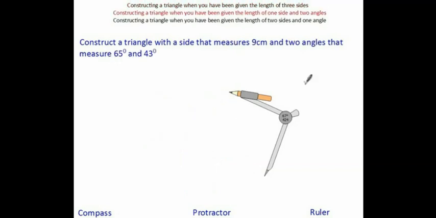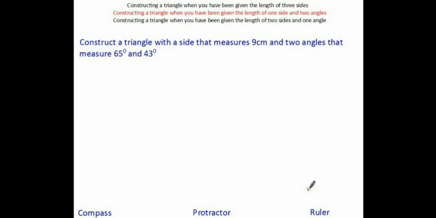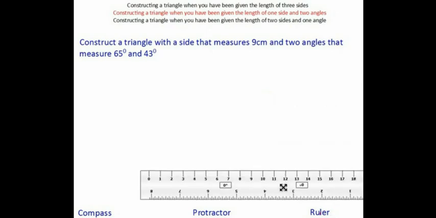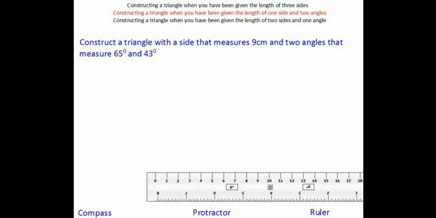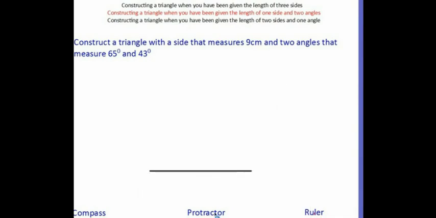The second triangle that we're going to construct is when you've been given the length of one side and 2 angles. So exactly the same as last time, you're going to get your ruler up to do the base, and that's 9 centimetres in this question. Get your pencil, draw a nice straight line of 9 centimetres. And then we're going to get our protractor out.